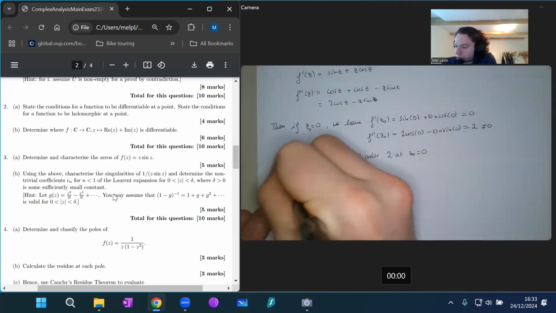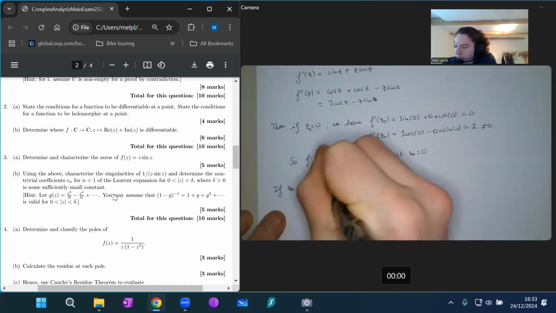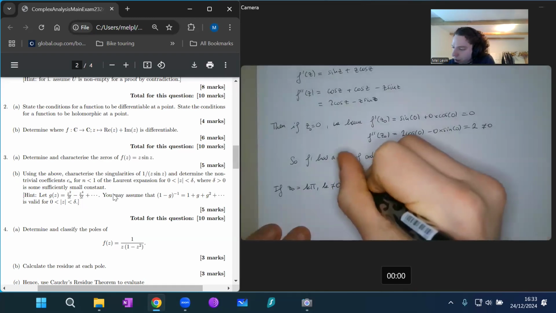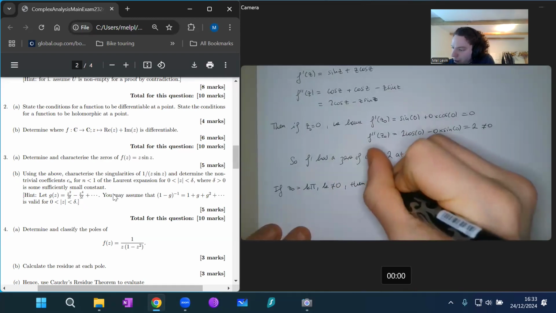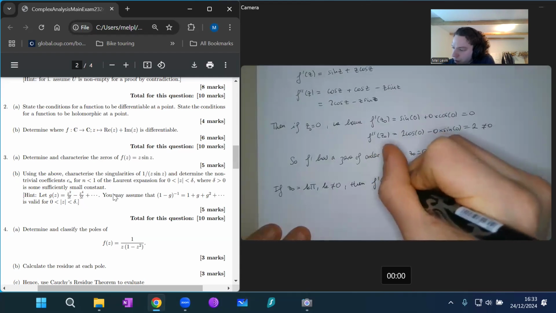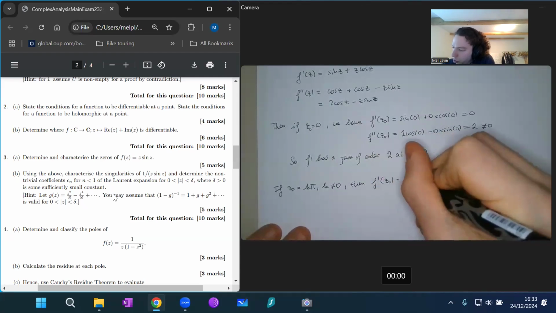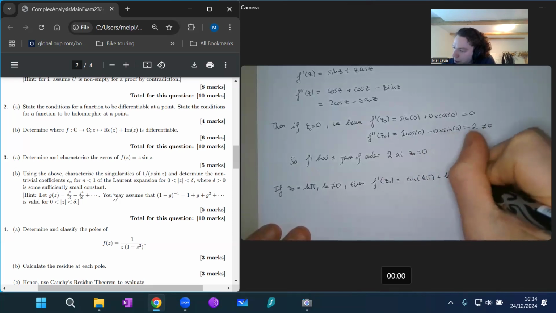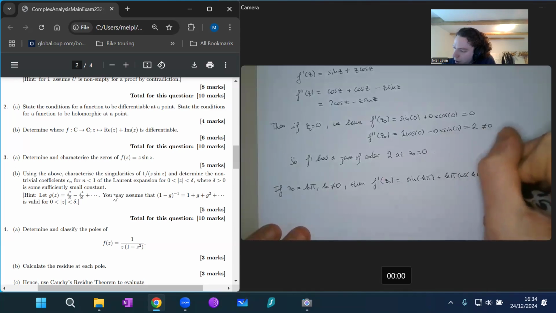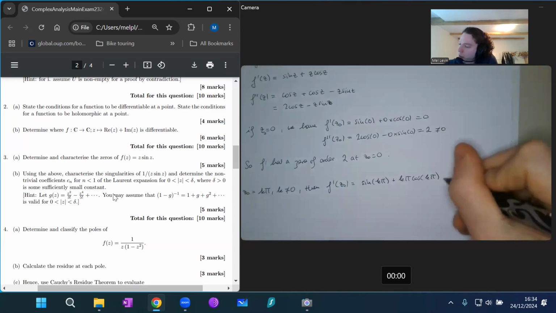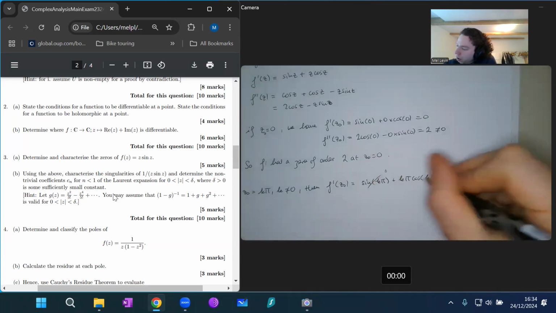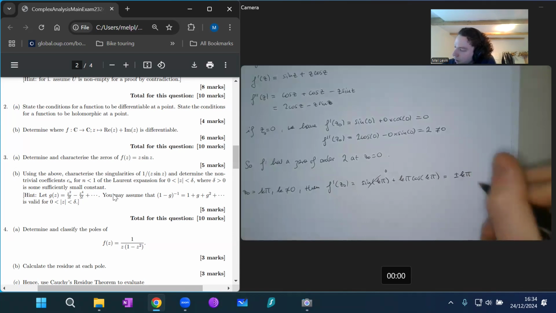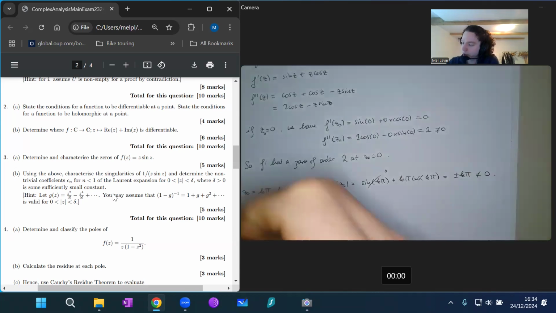If z naught is equal to k pi, where k is not 0, then f prime of z naught is equal to sine k pi plus k pi cos k pi, which, well, sine k pi is 0, but cos of k pi is plus or minus 1. So that's plus or minus k pi. In any case, it's non-zero, all right?